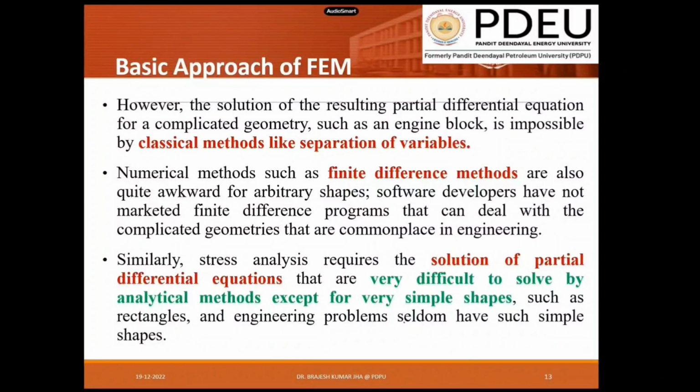It is very difficult to solve such problems by analytical methods, except for very simple shapes. For most engineering problems, the shapes are not simple. It is always irregular geometry that we see. So the finite element method is very helpful to handle such problems.